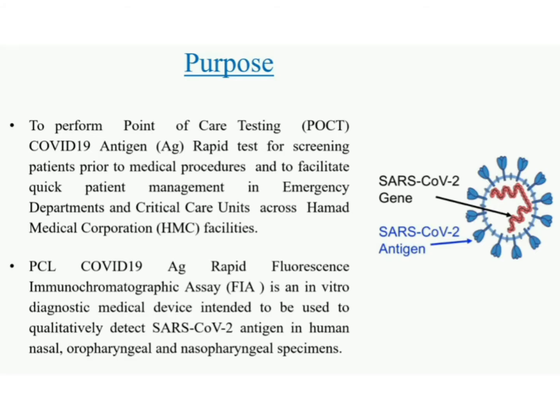The purpose of performing POCT COVID-19 antigen rapid test is to screen patients prior to medical procedures and to facilitate quick patient management in emergency departments and critical care units. PCL COVID-19 AG rapid test uses an in vitro diagnostic medical device called FIA, or the fluorescence immunochromatographic assay, intended to qualitatively detect SARS-CoV-2 antigen in human nasal, oropharyngeal, and nasopharyngeal specimens.